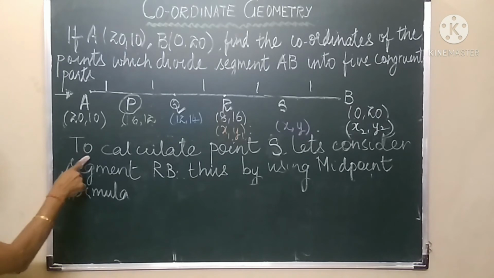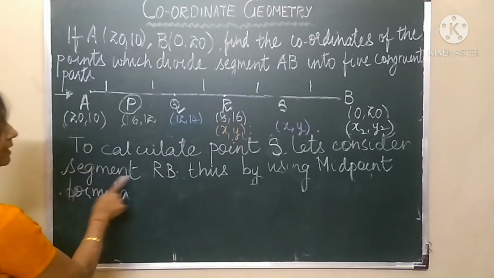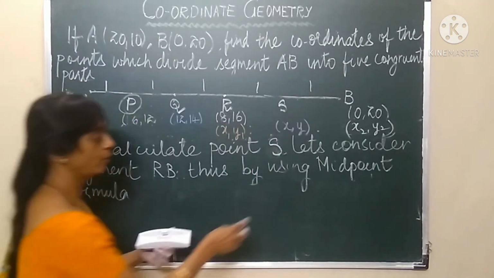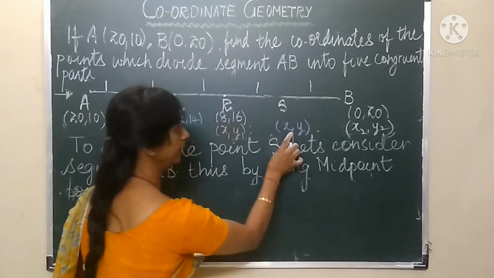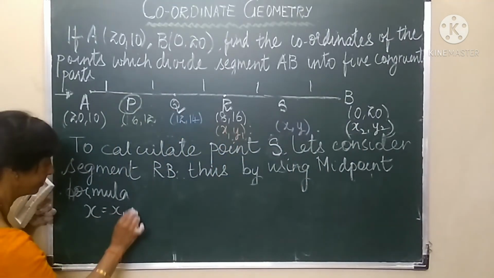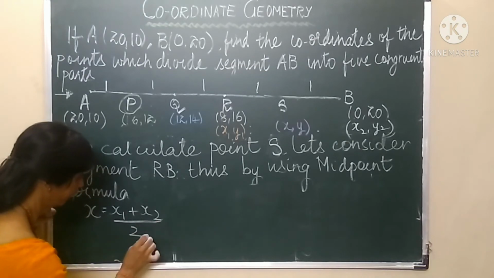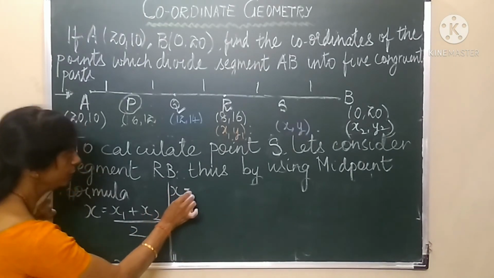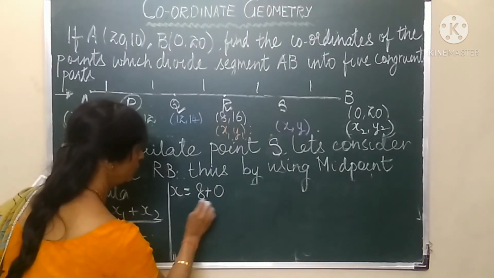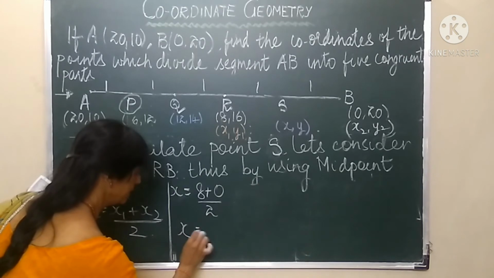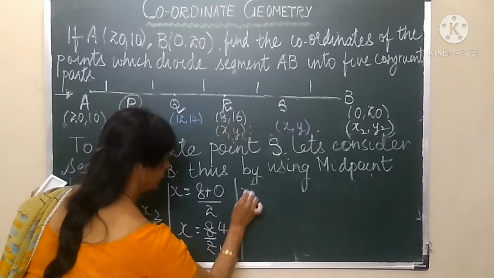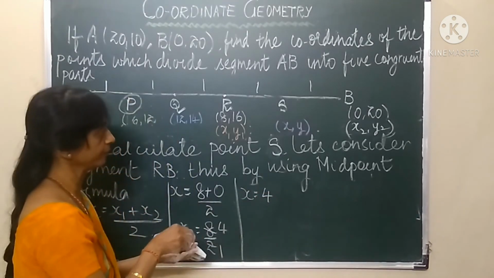Again, to calculate point S, let's consider the segment RB. Why? So that we can use the midpoint formula. So to calculate x, it will be x1 plus x2 upon 2. Let's substitute carefully. x is equal to 8 plus 0 upon 2. So x is equal to 8 upon 2. 2 ones are 2, 2 fours are 8. So x is equal to 4.